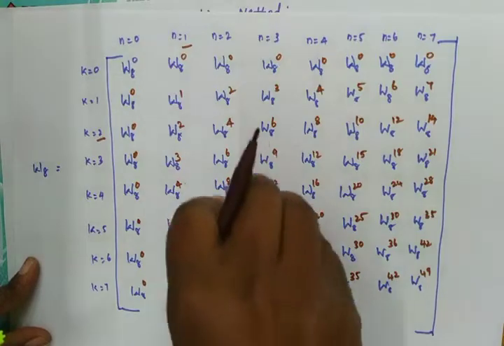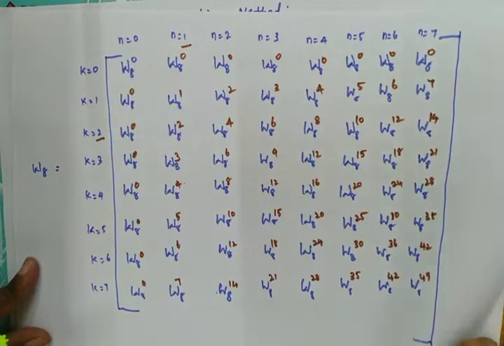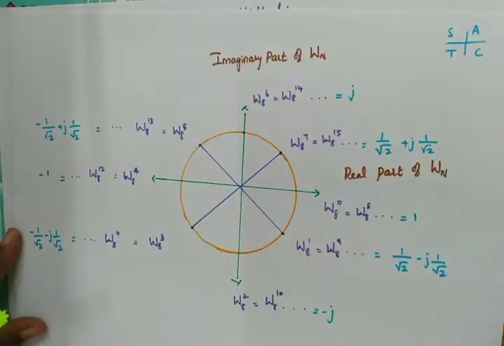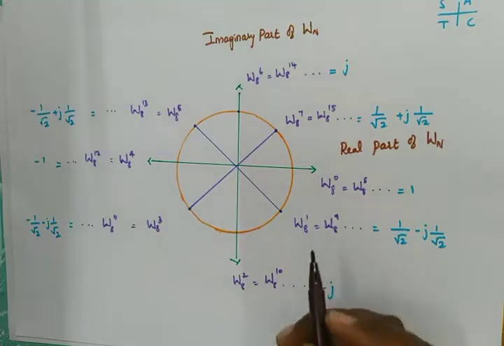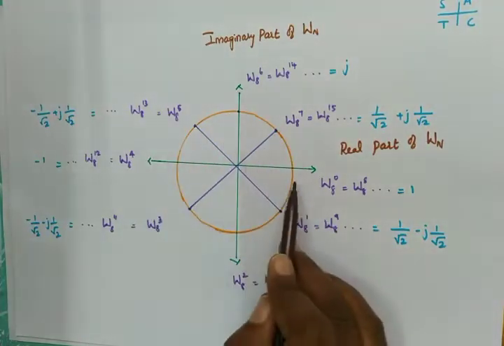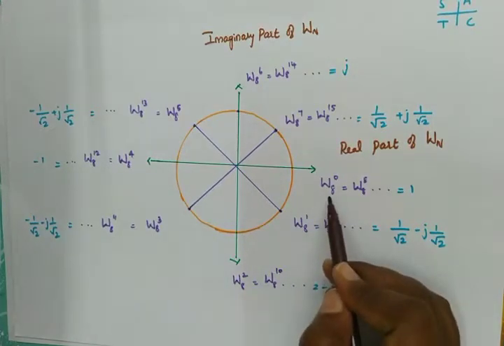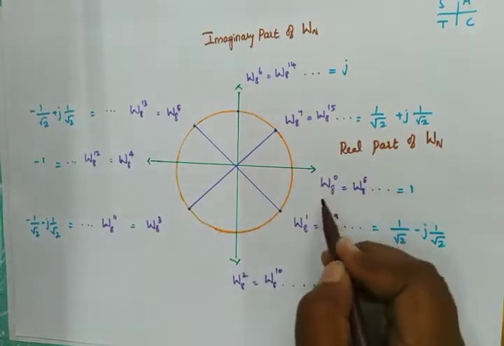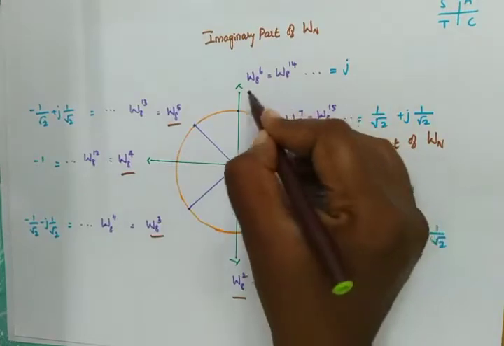Then we substitute in this matrix form so that we can solve the problems easily. Before going to that, we should know how to write this. Now listen, instead of calculating, we can have a shortcut. Let us take the circle. Here this is our real part and these are imaginary parts. And here we have W8 power 0, 1, 2, 3, 4, 5, 6, 7.